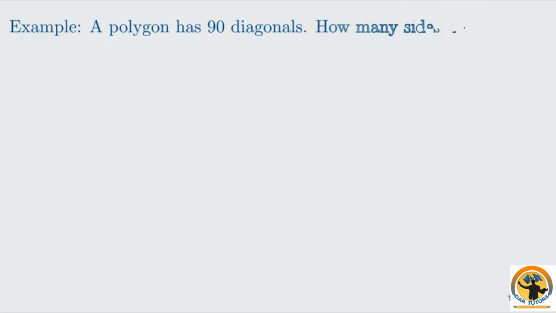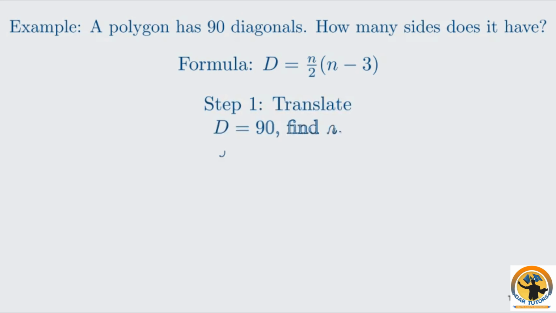Let's apply this method to an example. Suppose a polygon has 90 diagonals. How many sides does it have? We are given a formula for the number of diagonals d in an n-sided polygon. d equals n over 2 times the quantity n minus 3. Following our method, step 1 is to translate the problem. We are looking for the number of sides, which is our variable n, and we are given that the number of diagonals d is 90. So we set the formula equal to 90.